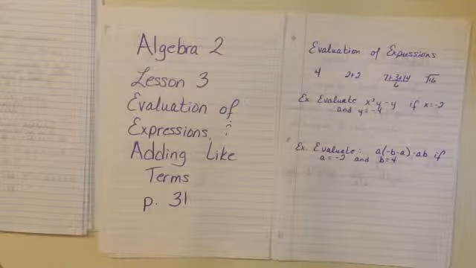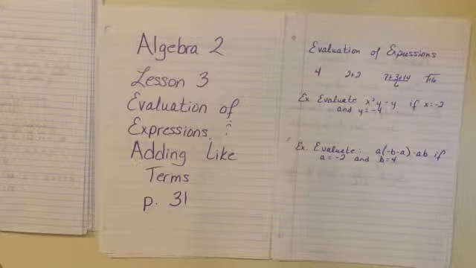This is Algebra 2, Lesson 3. We're going to talk about the evaluation of expressions and adding like terms. We're starting on page 31.